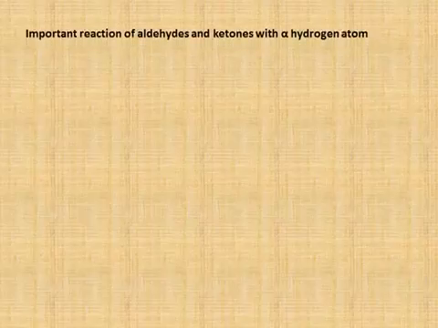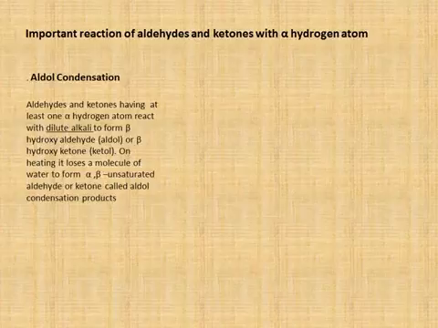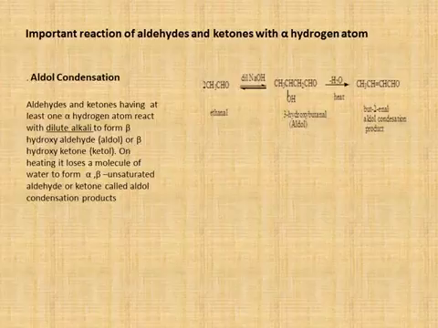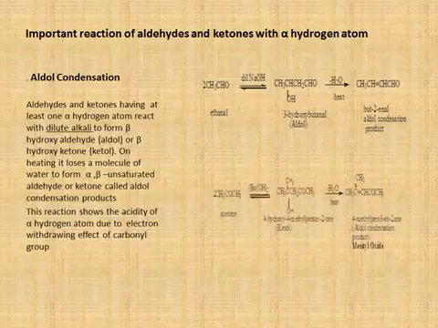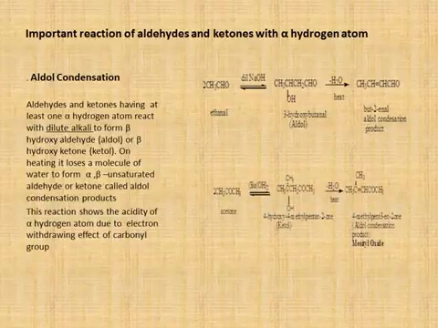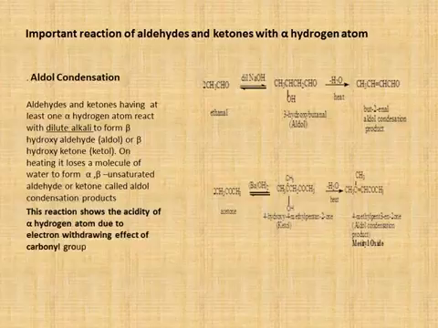An important reaction of aldehydes and ketones is aldol condensation. Now, only aldehydes and ketones having alpha hydrogen atom undergo this reaction. Treat with dilute alkali. Beta hydroxyaldehyde or ketone is formed. On heating, water is lost to form unsaturated aldehyde or ketone. C=O is electron withdrawing, making alpha hydrogen atom acidic.